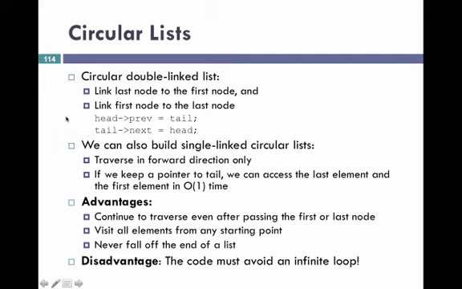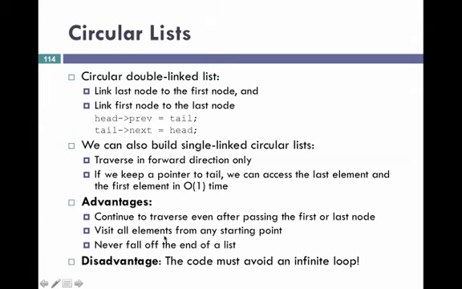We can also build a singly linked circular list where the tail points to the head, and that would allow us to traverse in the forward direction only. And if we keep a pointer to the tail, we can access the last element and the first element in order one time. So the advantage of a circular list is that you can continue to traverse even after passing the first or the last node. So we can continue to access the list in a circle.